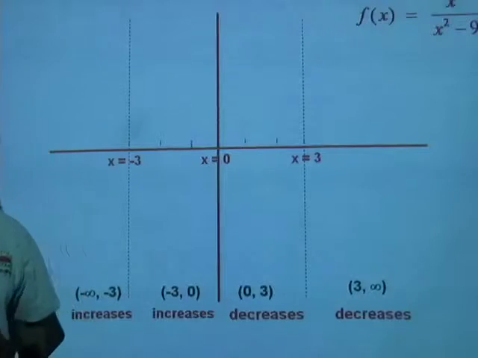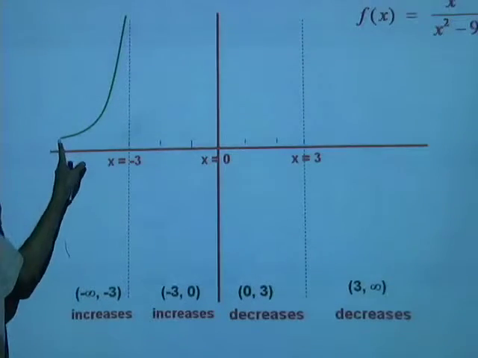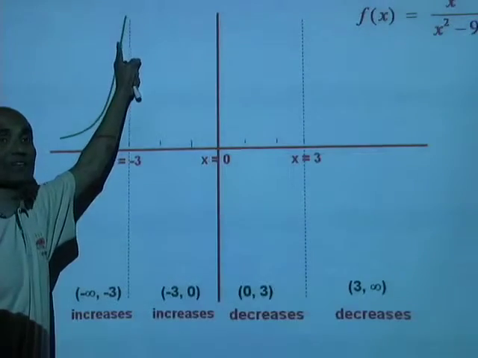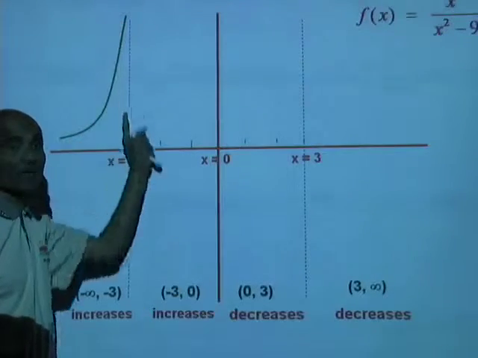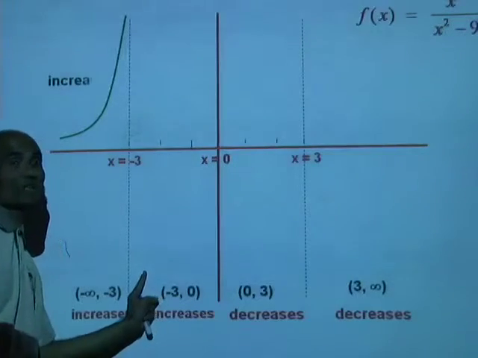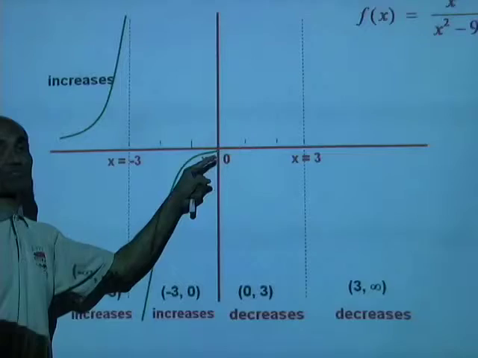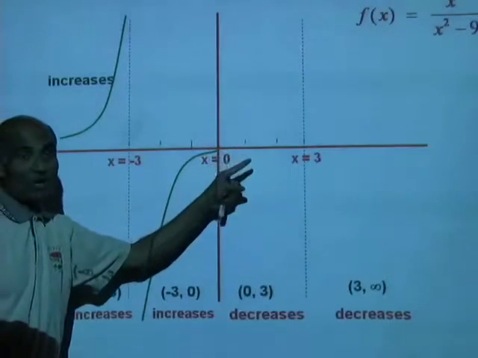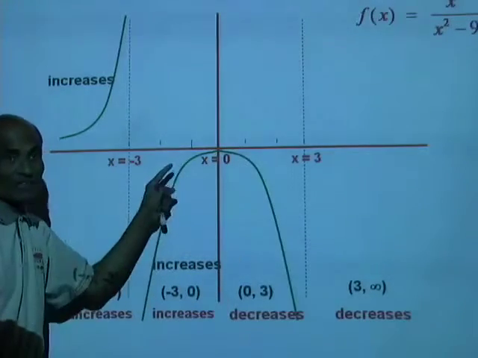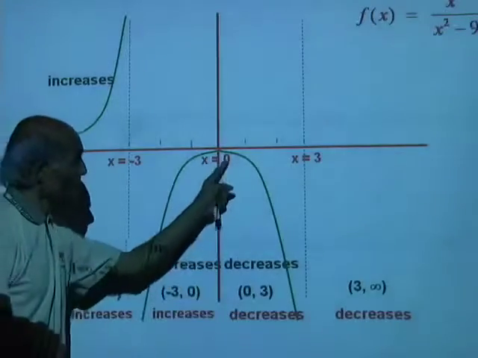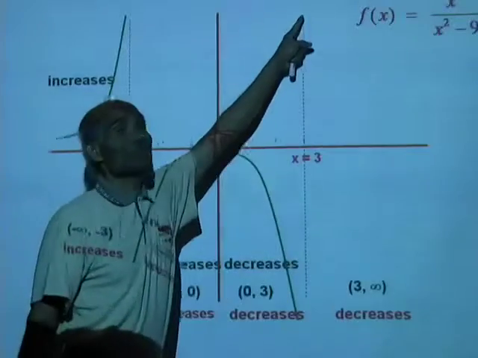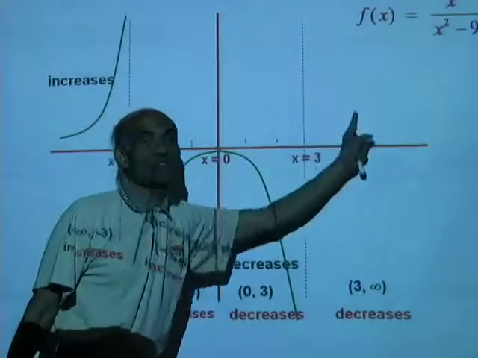See that? Alright, so the function is increasing from negative infinity to -3. It goes to positive infinity there, to the left of -3. And that means it must appear on the right of -3 from negative infinity. There, it increases. And how about on the right? From 0 to 3, it is decreasing. There you go. Now, it is decreasing and goes to negative infinity. That means on the other side, it must come from positive infinity and decreasing.